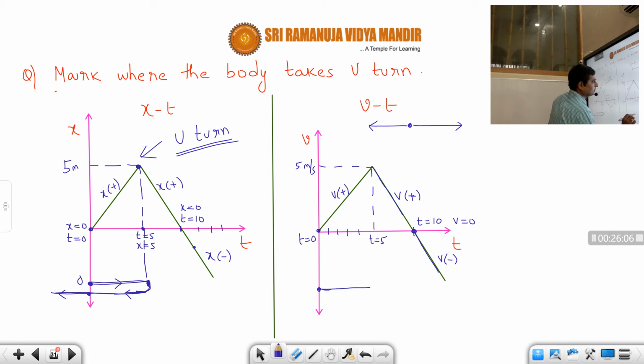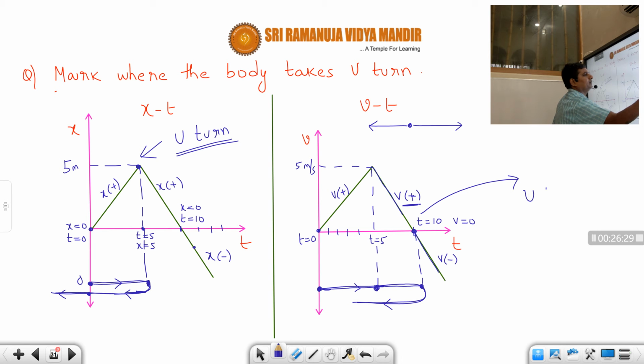So that means the body will travel from here to here like this. Initially it is going like this, and then it will continue. At this point, even though the velocity decreases, it will still continue in this direction because v is positive. So it will continue like this up to here, and then at this point velocity is negative, so therefore it takes a U-turn. I hope, students, you understood. So this is the point where the body takes a U-turn.